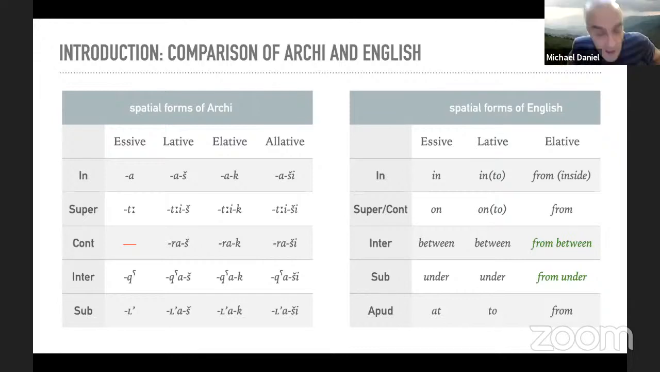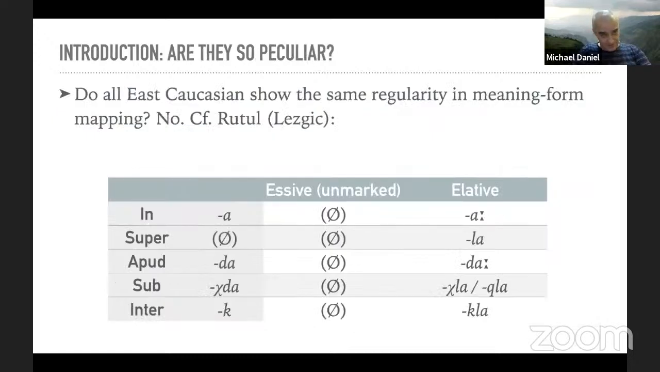Okay, but is it true that all East Caucasian languages are close to being as perfect as Archi is? No, it's not the case. If we look at this table from Rutul, actually the Kina dialect of Rutul, another Lezgic language, distantly related to Archi, the same branch, but a really distant relation, you see that here the spatial structure is maybe even closer to English, in a sense.